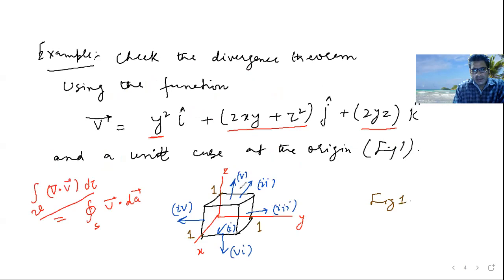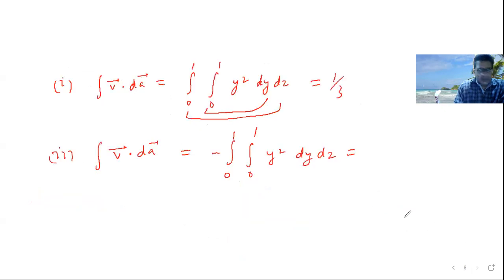The second face is the back face. It is also parallel to the YZ plane. So the area element will be dy dz, but because the area vector is to be taken as the outward normal, it's pointing along negative x direction. Negative x direction means minus I cap will be attached to it. Then I have to dot with the x component of V, which is y square, right? That's why this minus. So I have minus integral 0 to 1, 0 to 1, y square dy dz. Again, when you solve it, it will be minus 1 by 3, right?